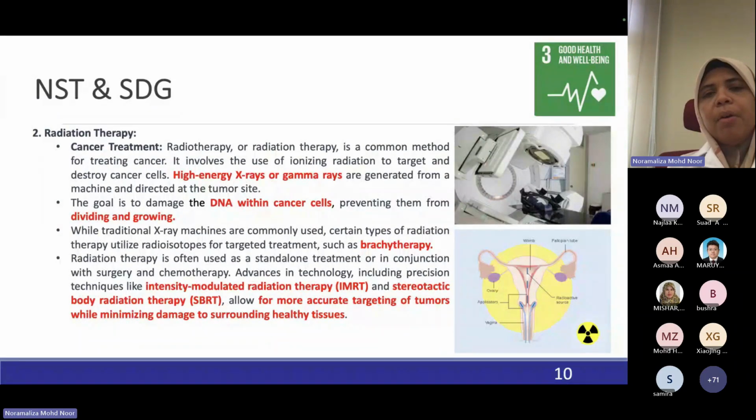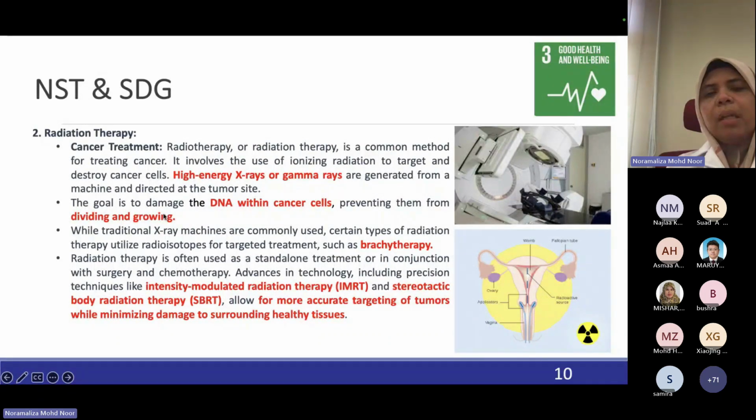And then the second one is radiation therapy, which is for cancer treatment. As we know, in radiotherapy, the difference from medical imaging is that it utilizes very high energy X-ray or gamma ray, which can be generated from machines and directed at the tumor site. Sometimes we also use naturally made sources to kill the tumor cells, but that one is source-based. The goal is to damage the DNA within the cancer cell, preventing it from dividing and growing.